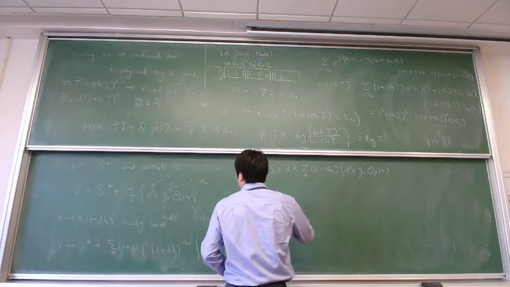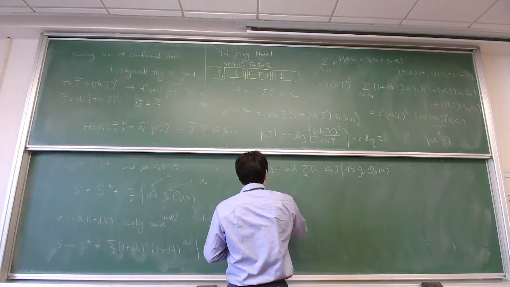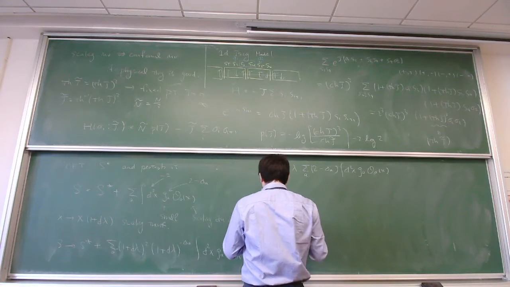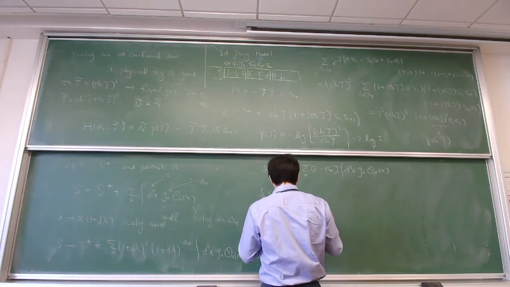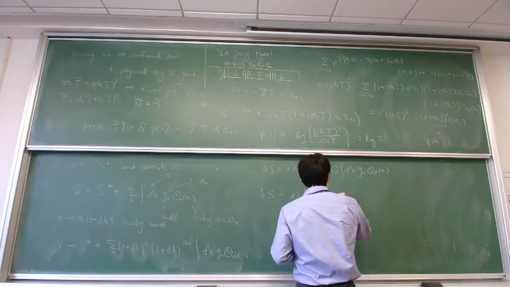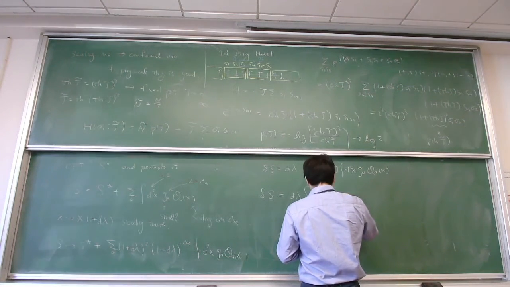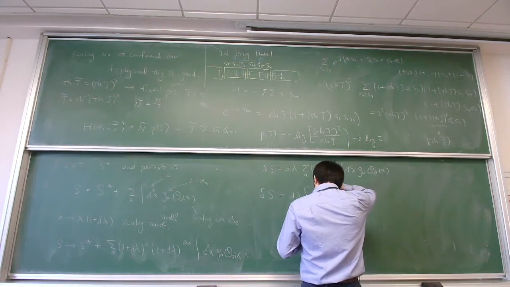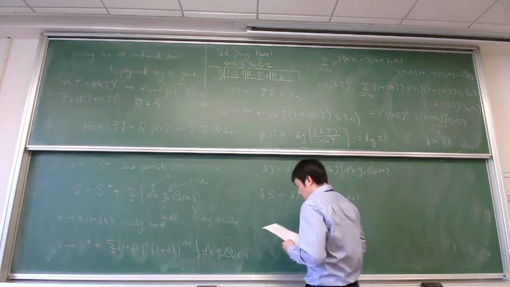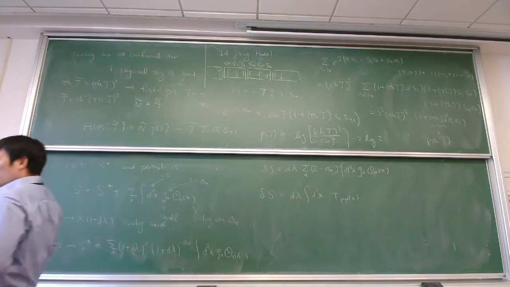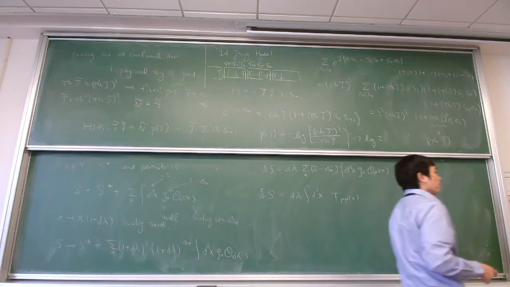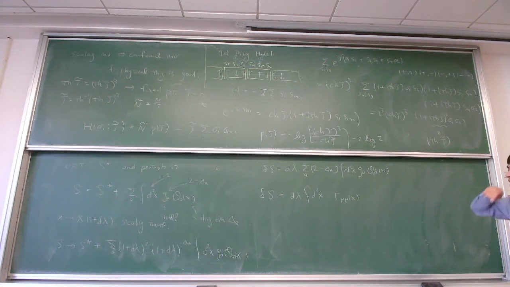On the other hand, we know that the theory S under scaling transformation has delta S equal to, I don't know the normalization, delta lambda integral d squared x the trace T mu mu. We already learned that this is the case. In the first, second, third lectures, I already explained this one. More precisely, do you recall this one?